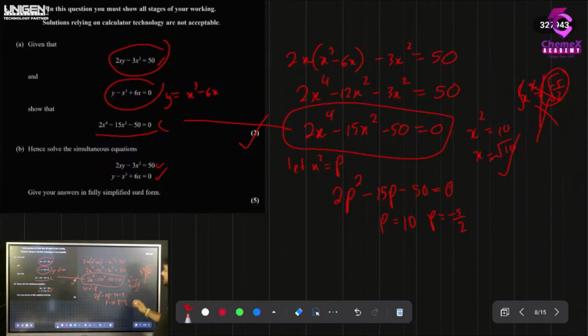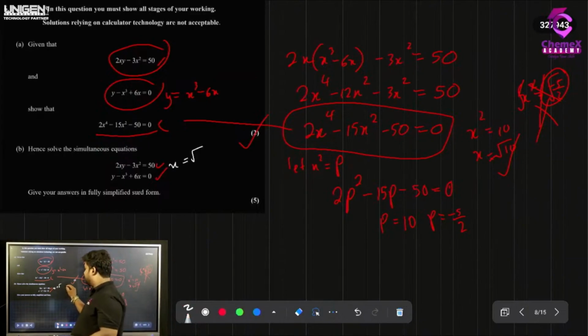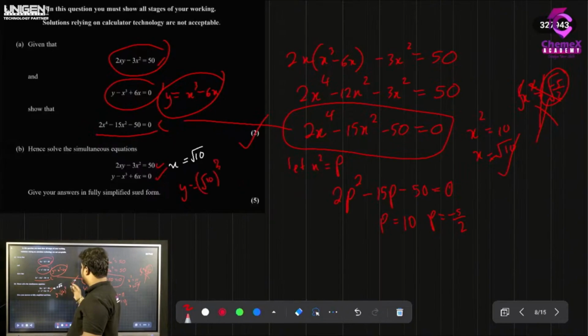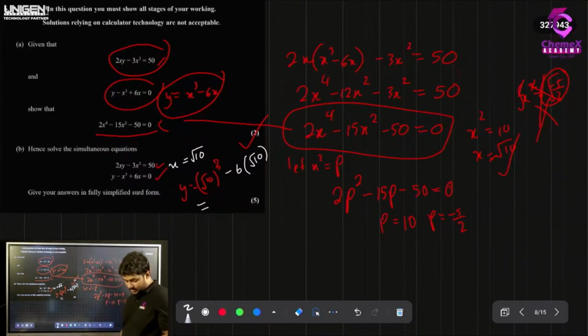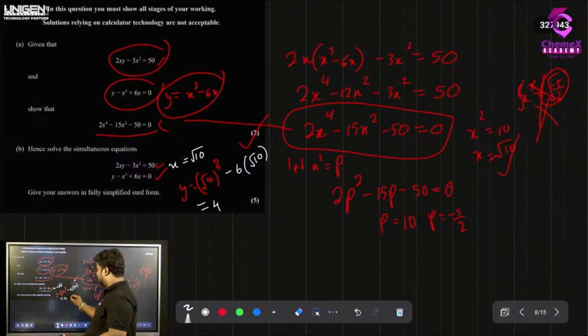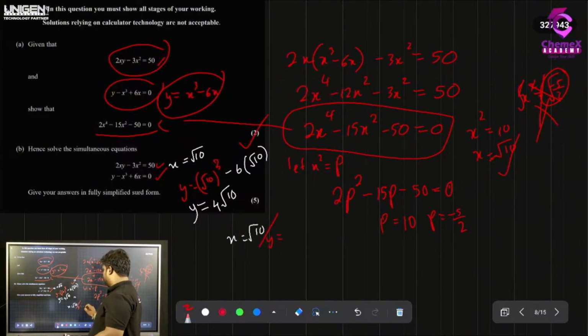So if it is plus root 10, what is y? They are asking to solve now, so you have to find x. x is root 10. So what's y? We substituted y here, right? So y is equal to x cubed, so root 10 to the power 3 minus 6 root 10. So what's the answer? y is equal to 4 root 10. If you just type it in the calculator, you get that. So x is equal to root 10, and y is equal to 4 root 10.